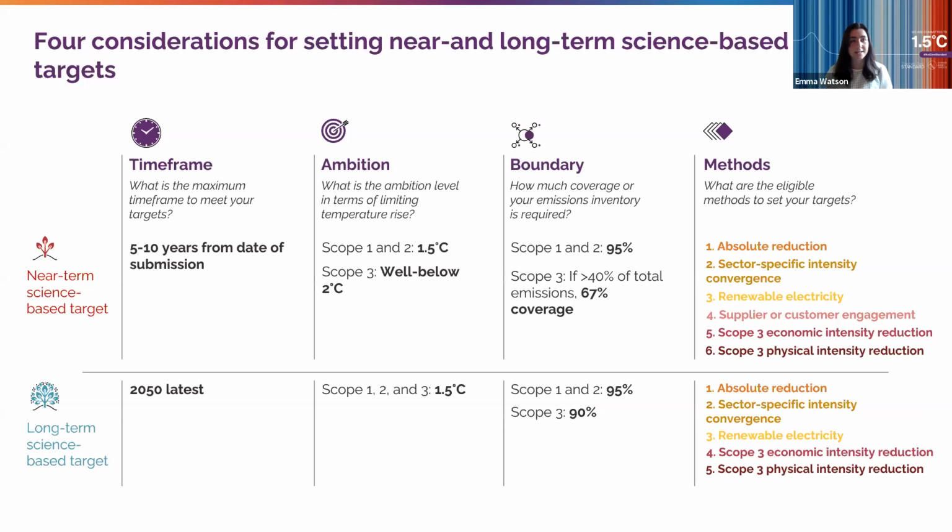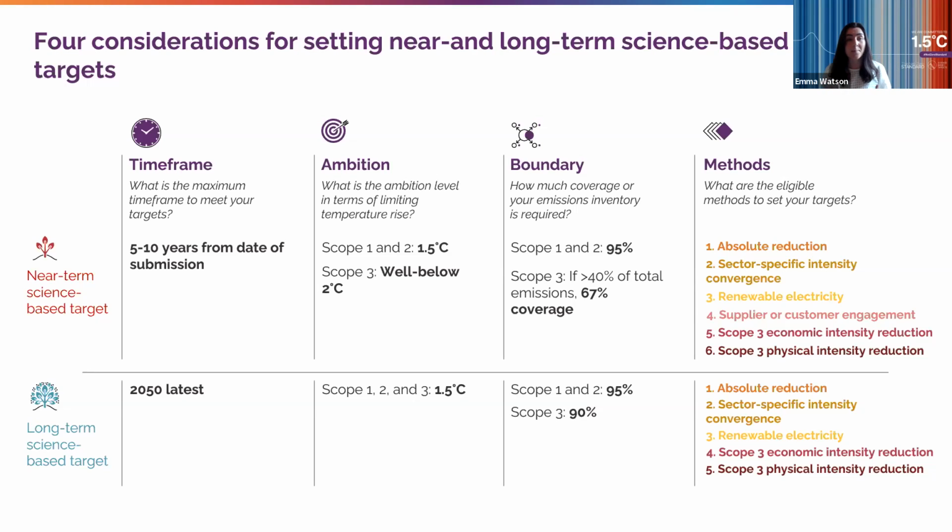So when a company is setting their science-based targets, there's 4 different things that they need to take into account. The first thing that they need to think about is the time frame. The near-term science-based target, as we've already explained, is a 5 to 10 year emission reduction target, and that's from the date of submission. So it's not from the base year, which is a question that we often get asked. As mentioned previously, the long-term science-based target is for 2050 at the latest, but as already mentioned, 2040 for the power sector.